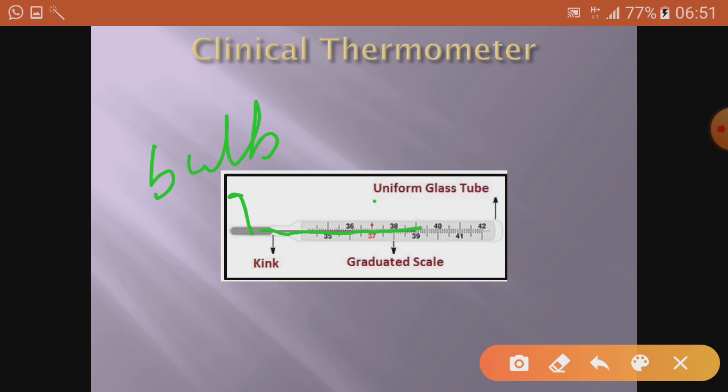Our normal body temperature is considered to be 37 degrees Celsius. During fever, this shows a reading higher than 37 degrees Celsius. This is the bulb. This is the glass tube, which is uniform, long and narrow, and it has one kink here. It has a kink so that while taking the reading, the mercury level will not come down. If you want to reuse it, you have to give a jerk so that it will come back to the bulb. But before taking the reading, it will not come down.